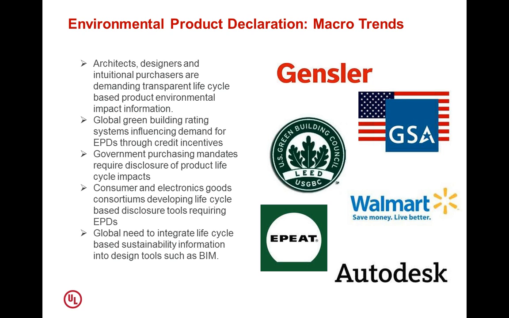firms. In addition, green building rating systems throughout the world are starting to incorporate credit or give incentives for utilizing environmental product declarations. Government purchasing mandates are also starting to look at Scope 3 disclosure of life cycle impacts, which generally is referring to a carbon footprint of a product. And then again, in the consumer goods and electronics industries, they are also developing life cycle-based disclosure tools.